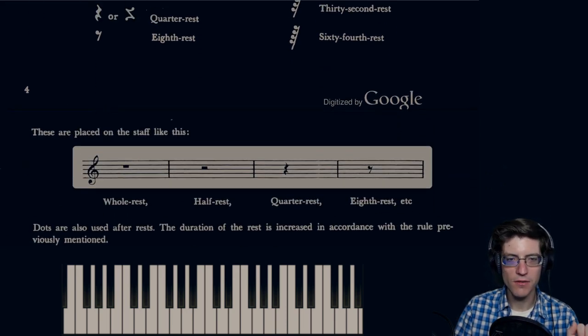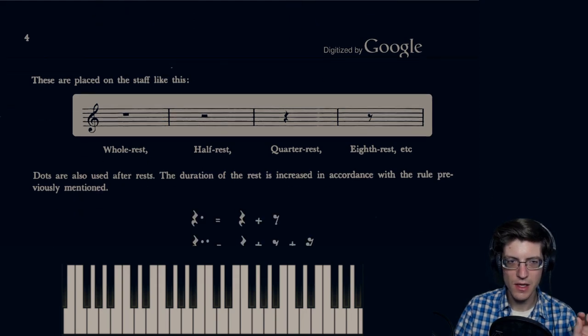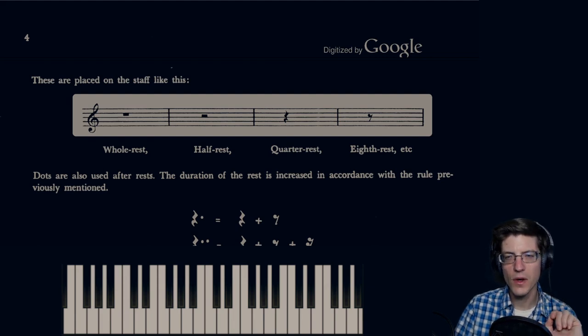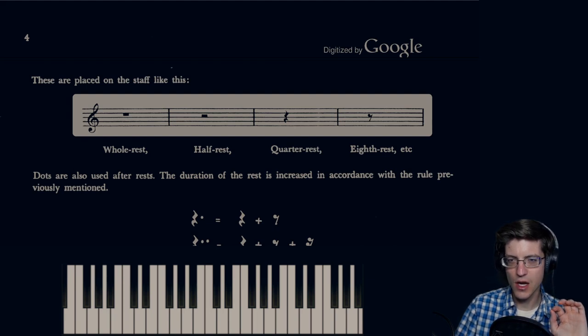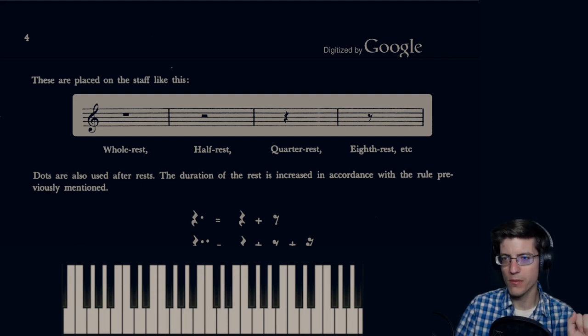These are placed on the staff like this. So on the treble clef, a whole rest is placed on what is essentially C, the C above middle C, an octave above. A half rest is placed just on top of the B line, if you will. The quarter rest starts on G, the tail starts on G and goes up to D. And then the eighth rest is centered on C, similarly. In fact, you see that the whole rest, half rest, and eighth rest all are centered on the C above middle C.